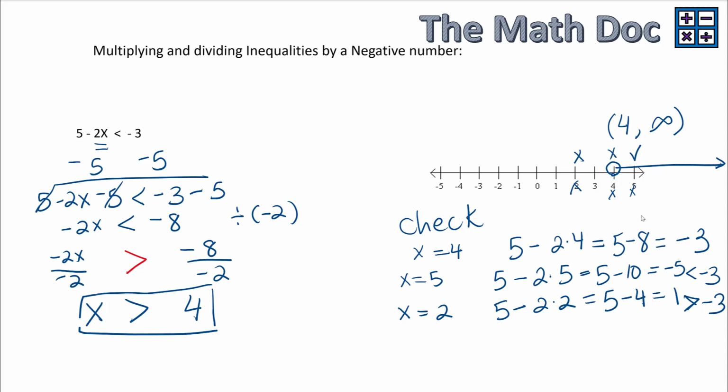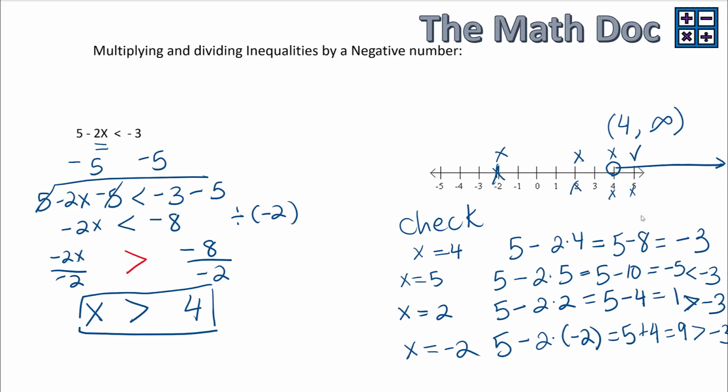Right? And going even further to the negative numbers, let's look at x equals negative 2. We have 5 minus 2 times negative 2, which is negative 4. 2 negatives, so we have 5 plus 4, which is equal to 9, which is larger than negative 3. So again, negative 2 does not satisfy this inequality.